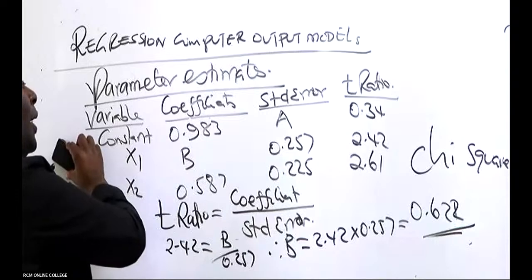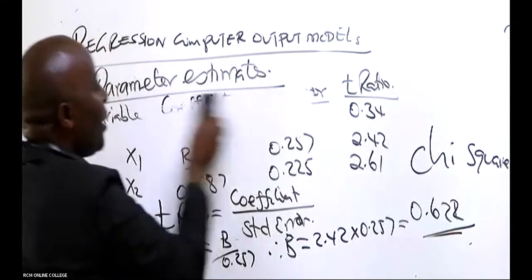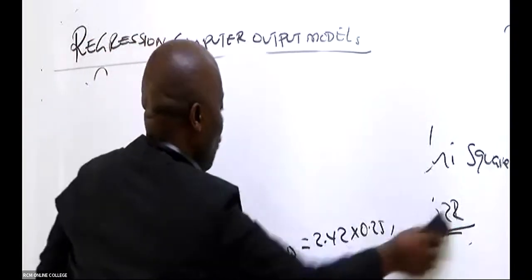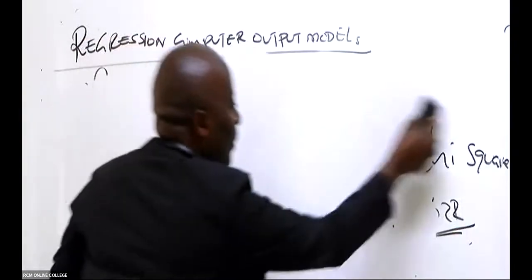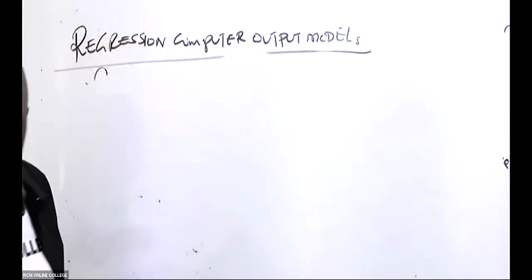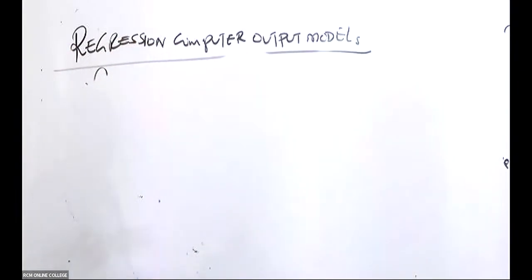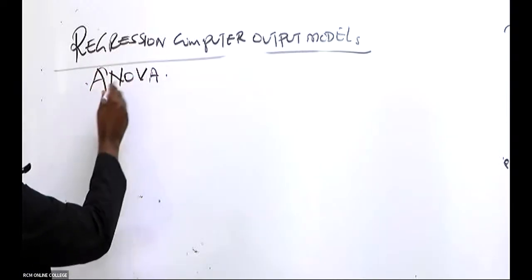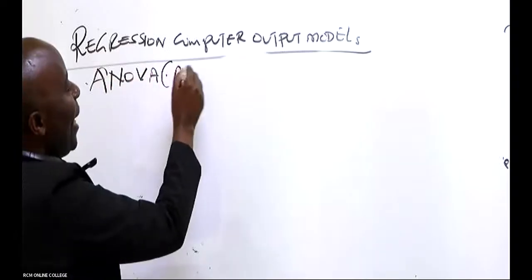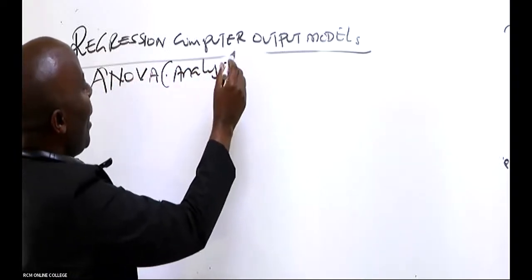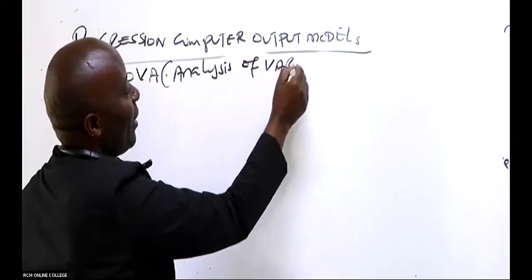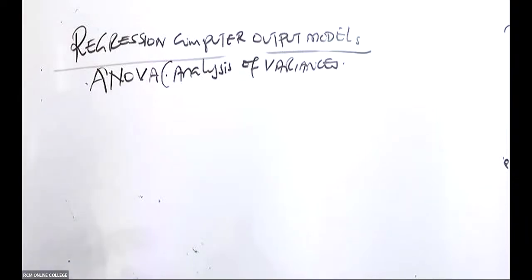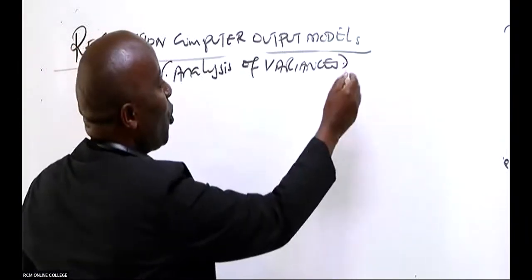The other missing figures are in the ANOVA table. Right there, the ANOVA table. ANOVA is analysis of what here? Variances. Analysis of variances.